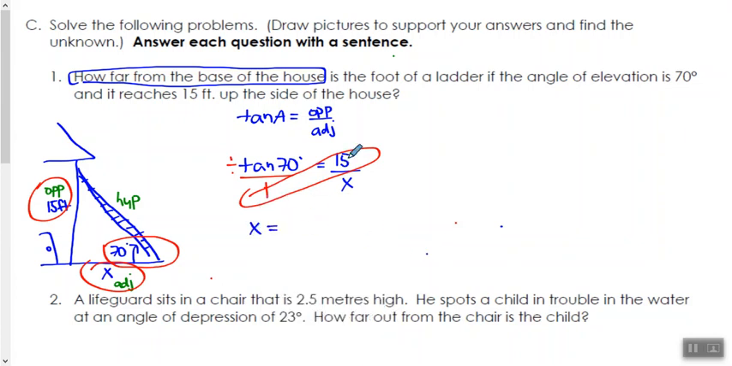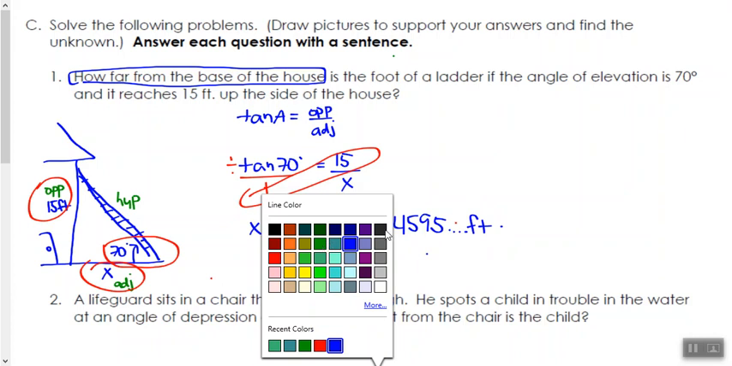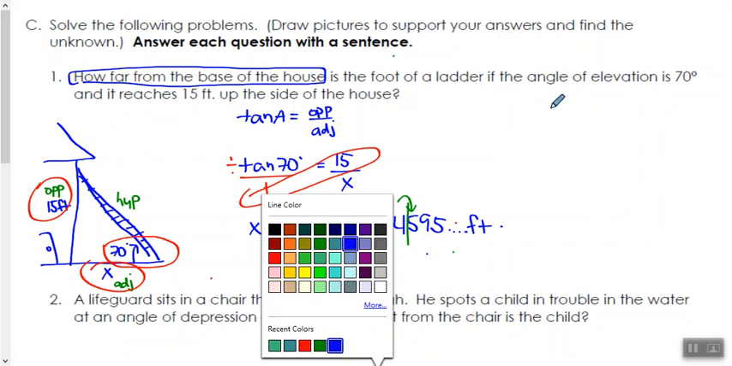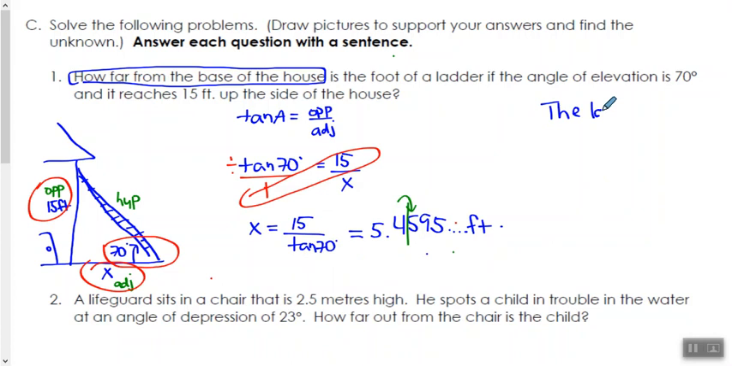So x is going to be 15 times 1, which is just 15, divided by tan of 70 degrees. Into our calculator, and we get 5.4595, so on and so forth. And then feet, rounding to 1 decimal place. I'm going to have to round this 4 up to a 5, so this will be 5.5. Okay. So the ladder is 5.5 feet from the base of the house.